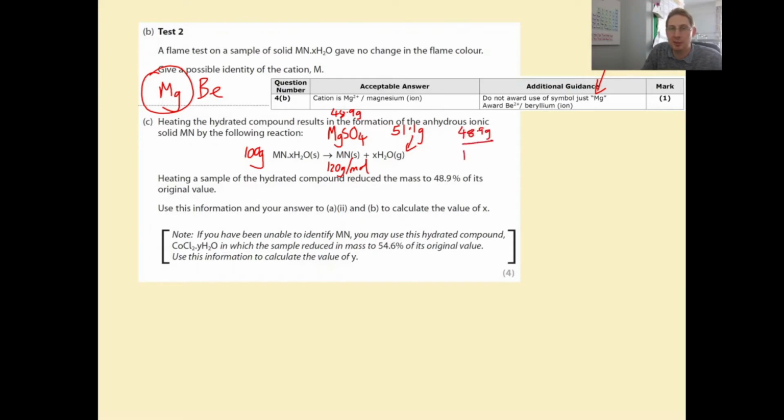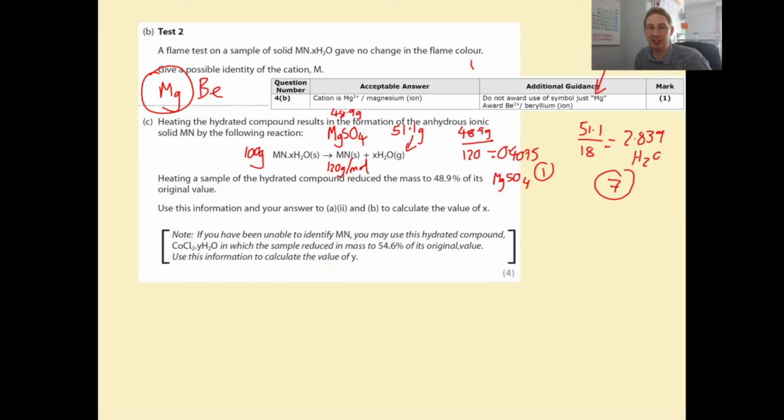48.9 grams divided by 120 gives us 0.4075 moles of MgSO4, and 51.1 divided by 18, the formula mass of water, gives us 2.839 moles of the water. And if we divide both by this, that gives us a 1 to... so that is 6.97. Let's call it 7. It's a 1 to 7 ratio.